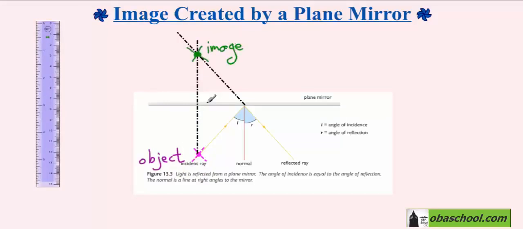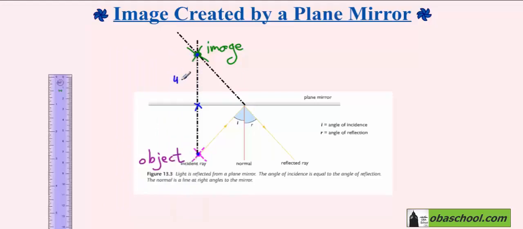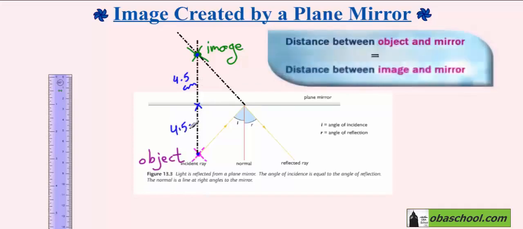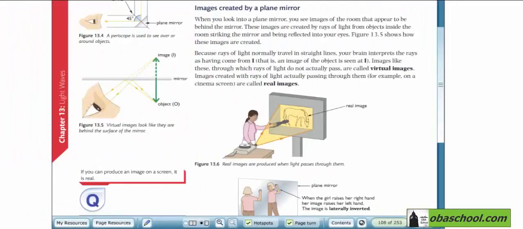So, now we'll measure the distance between the object and the mirror and between the mirror and the image. So, 4.5 centimeters and 4.5 centimeters. Therefore, we proved that the distance between the object and the mirror is equal to the distance between the image and the mirror. Now, we will discuss how the image formed by a mirror is virtual.